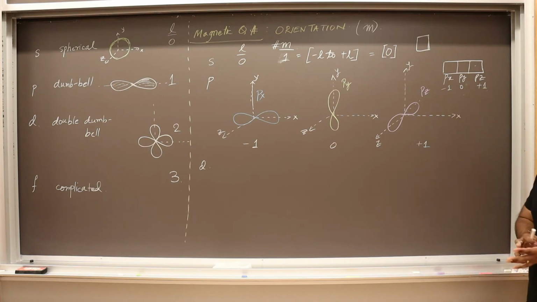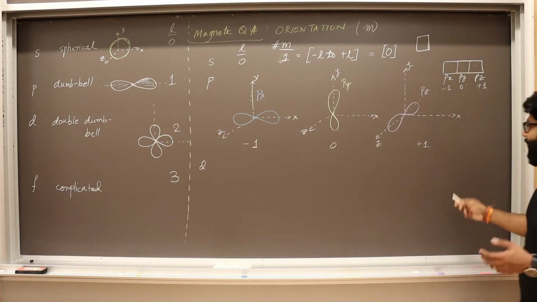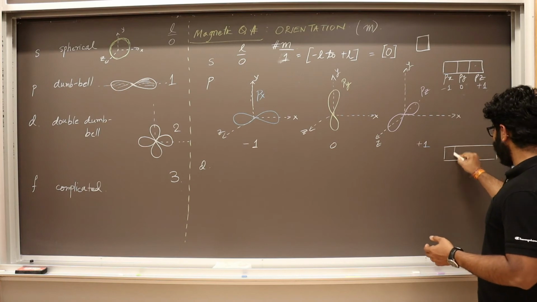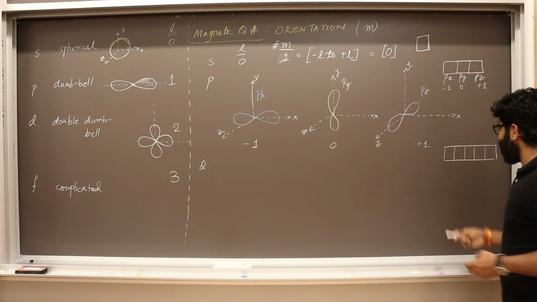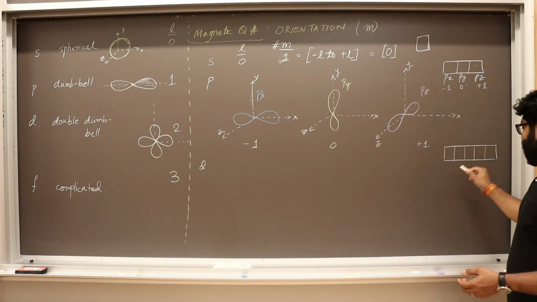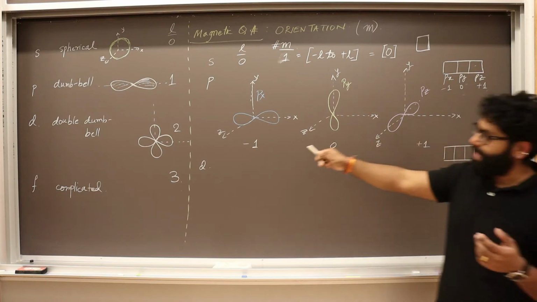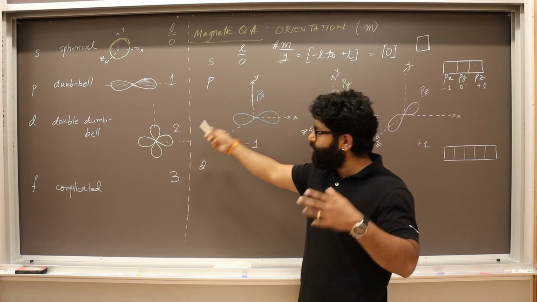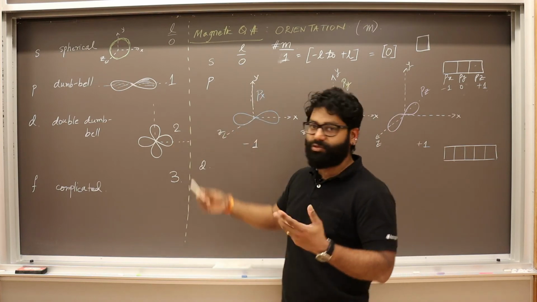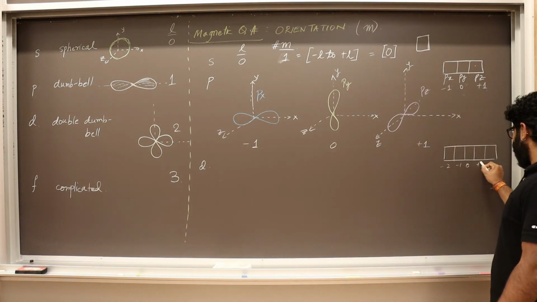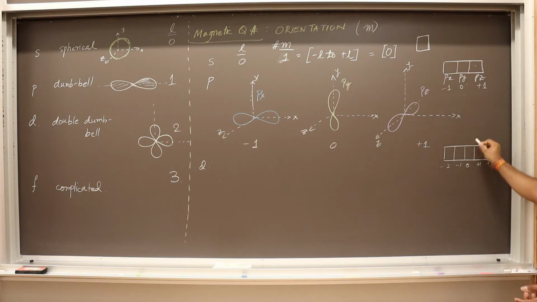Now, without even blinking an eye, we can say what will happen for the D. Now we saw that D had 5 rooms. The D suite had 5 rooms. The D orbital has 5 orientations, right? So the azimuthal quantum number is 2. So the magnetic quantum number will range from -2 to +2, right? So this is D.